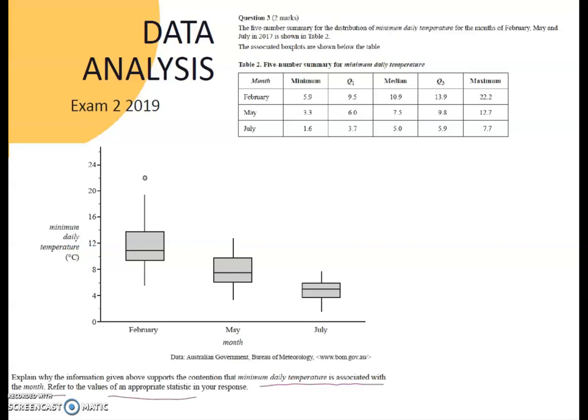So they're already telling you there is an association. They are looking for you to identify why. So what is it from the box plots that is telling you there is a relationship?